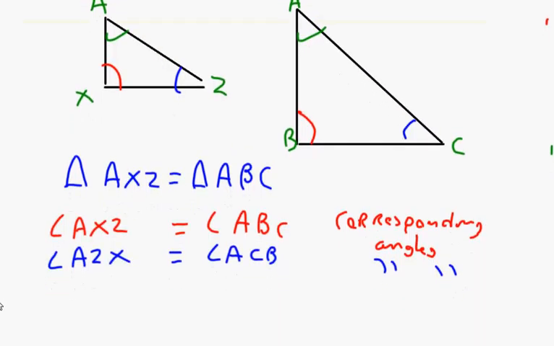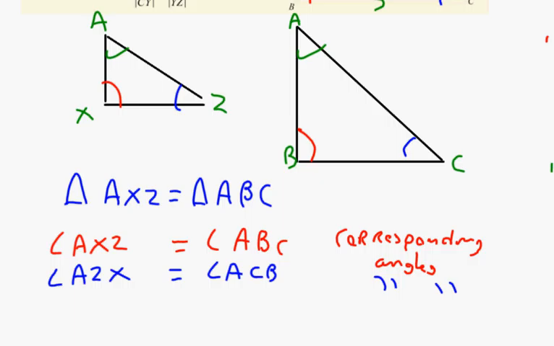Now, finally the last angle, which is the green one. Anybody? Angle AXZ equals angle BAC, and the reason being? Same angle, isn't it? Or you could say that all three angles have to add up to 180, and since the other two are the same, it means the third one's the same.